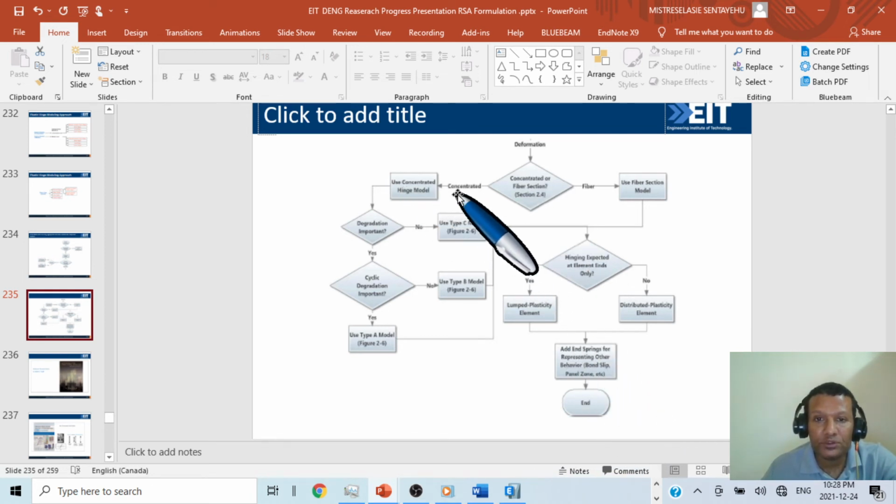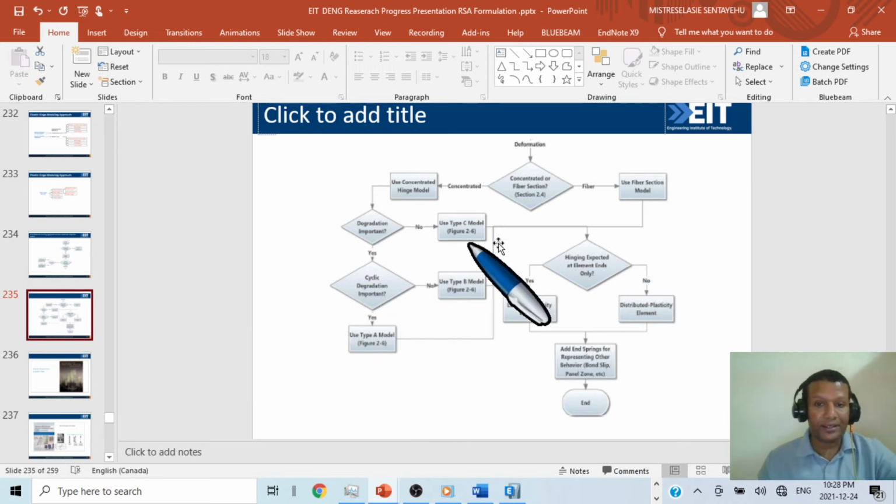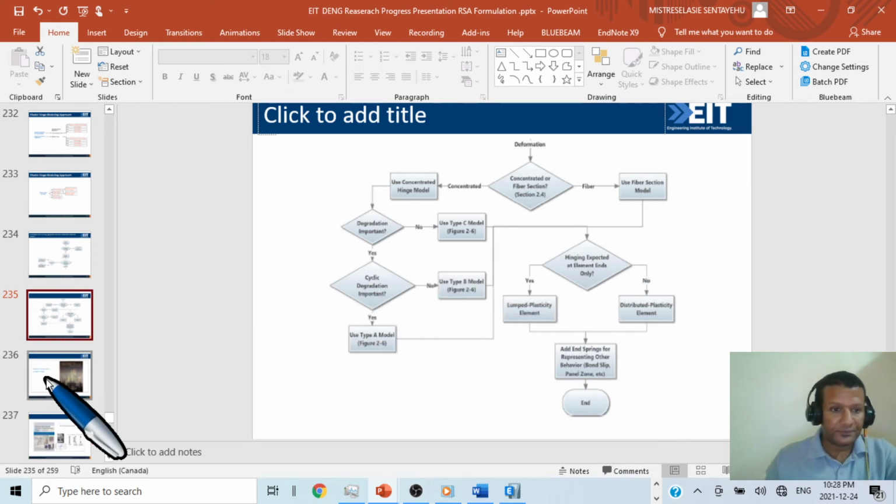If you choose concentrated, then you have to use concentrated hinge modeling. Then you have to know whether degradation is important, because of the hysteresis loop. If it is no, use the type C model, Figure 2.6, you can see that. If it is yes, then cyclic degradation is important. If it is no, again here, and if it is yes, use the typical model. In this way you can check.